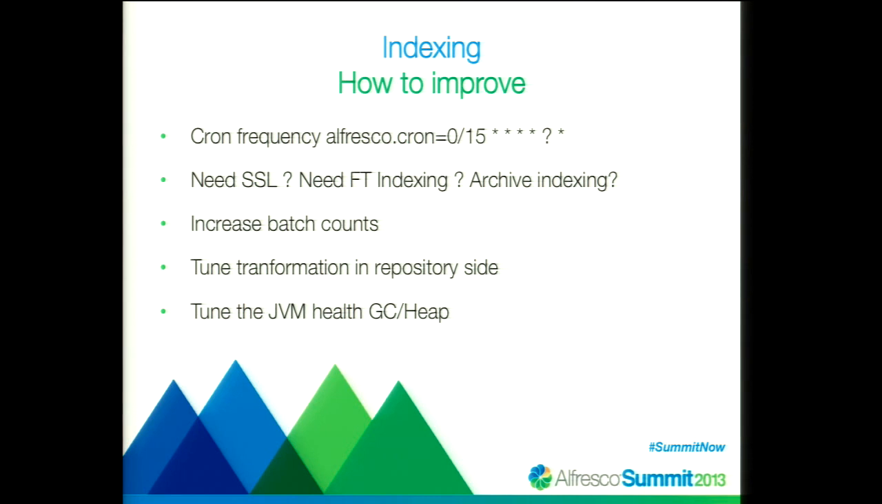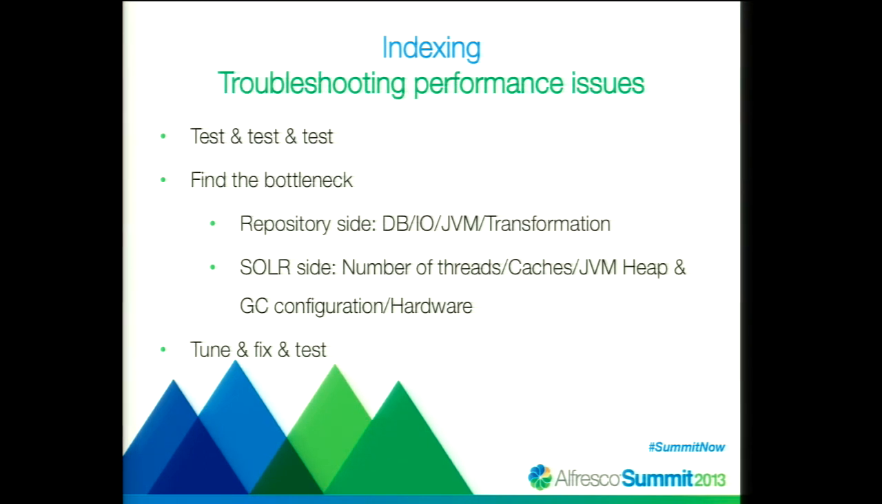You should ask yourself if you really need SSL. If you are in an intranet or stuff like this, you can just disable it to have less complexity on the platform. Do you really need full text search? I've met some customers that run full text indexing, but they don't use full text search. Do you really need archive indexing as well? You also need to increase your batch counts in order to get more results from your indexing web scripts on the repository side, and tune the transformation on the repository side, which is in general the bottleneck there, and tune your JVM health and GC heap memory.